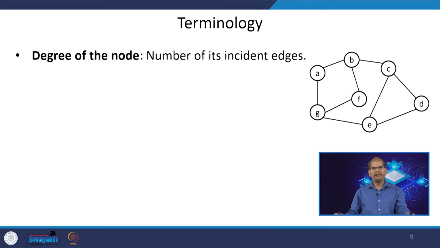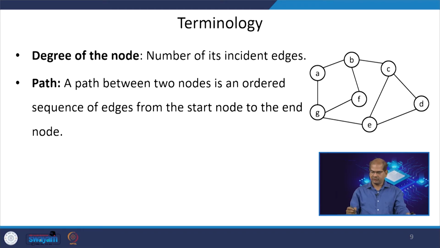Now, what is the degree of a node? It is how many edges are incident on the node or vertex. Here you can see the node A, or vertex A, has 2 edges. So, the degree is 2. And the degree of node E is 3.